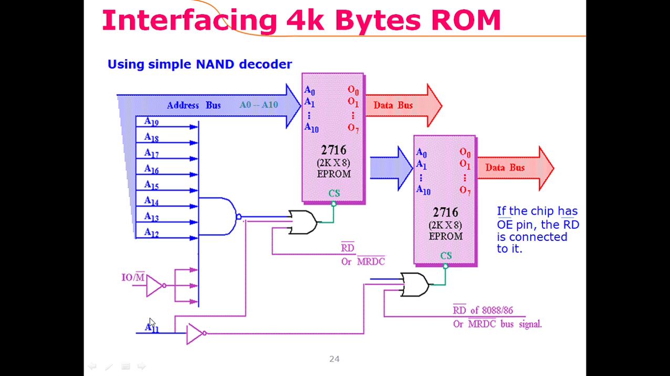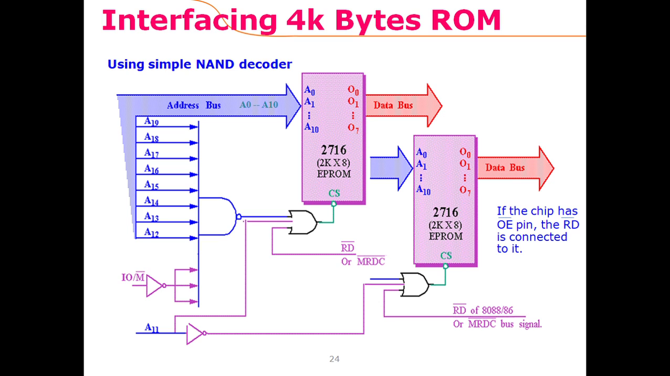Okay, so the rest of the calculations are the same as before, but when A11 is 0, we get 0 here, and this chip is selected. When A11 is 0, we would get 1 here, and this chip is not selected. But when A11 is 1, the first chip is not selected, and we would get 0 here, so the second chip is selected. So depending on the value of A11, if it is 0, this upper chip is selected, and when A11 is 1, this second memory chip is selected.